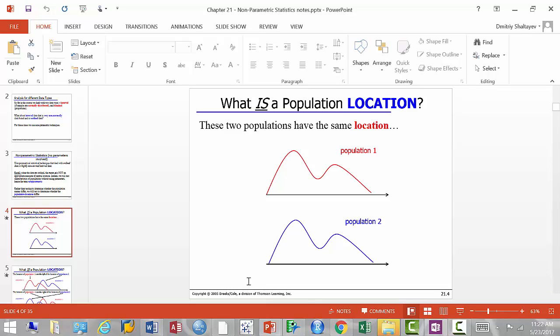It characterizes in general where the population is positioned on the horizontal axis, okay? What is the location or positioning of the population? And also it considers what the shape of the distribution is in general, right? So, for example, let's take a look at these two distributions. They're kind of good candidates for non-parametric techniques, right?